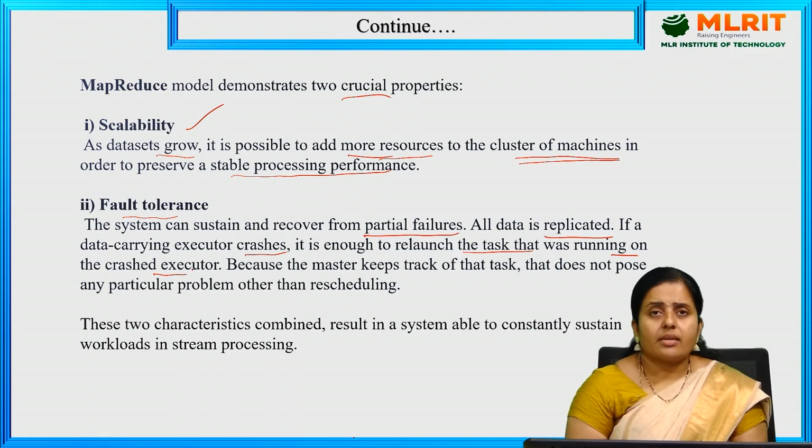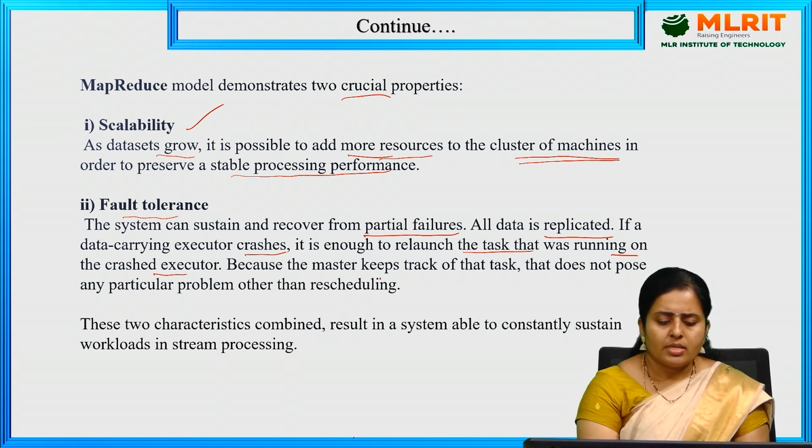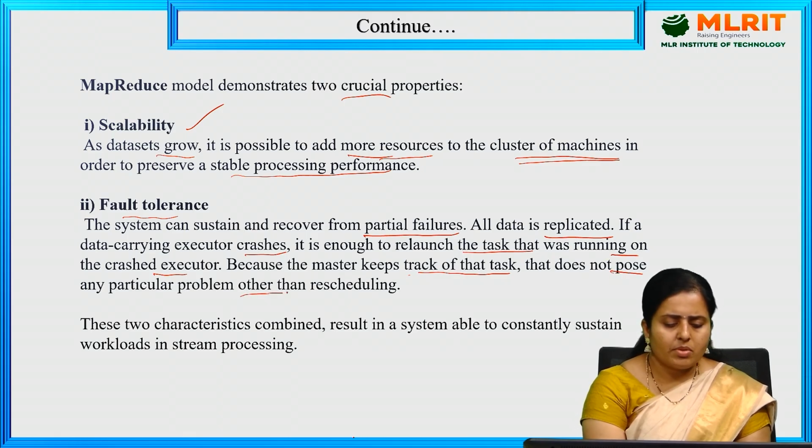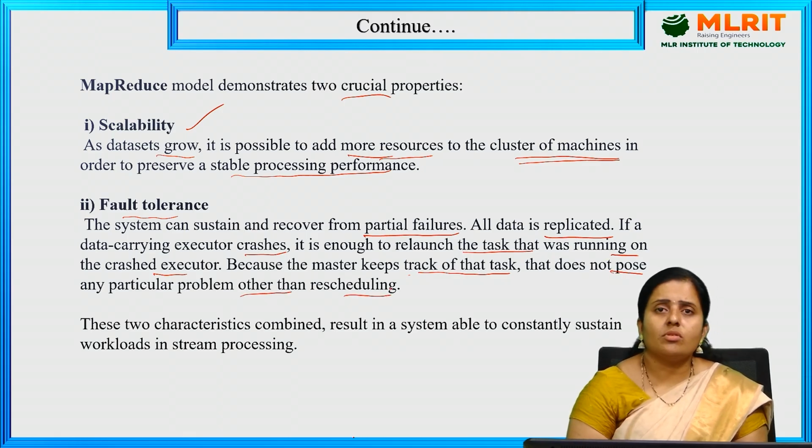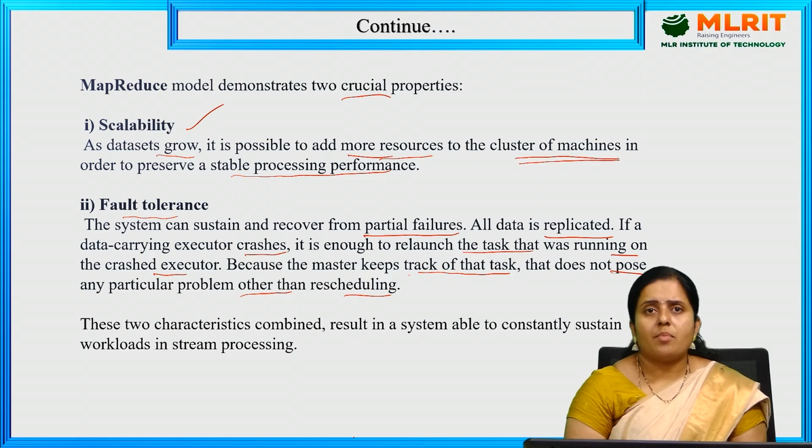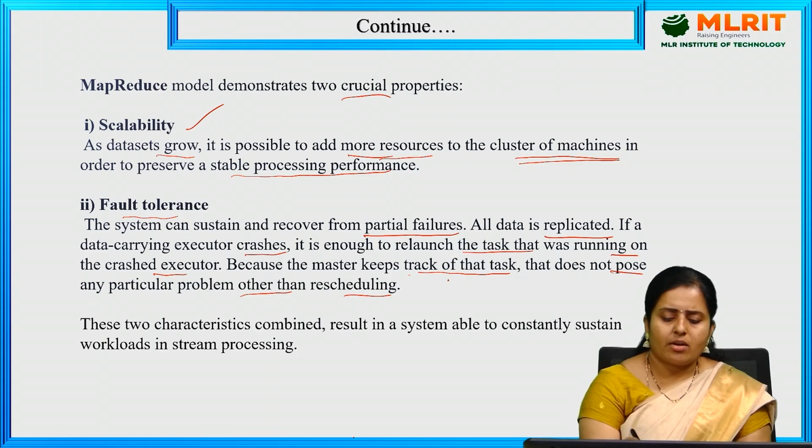The task will be automatically relaunched, because the master keeps track of the task, which does not pose any particular problem other than rescheduling. So where the process stops, from there the same process can start again from the already existing data. The master will keep track of that task.